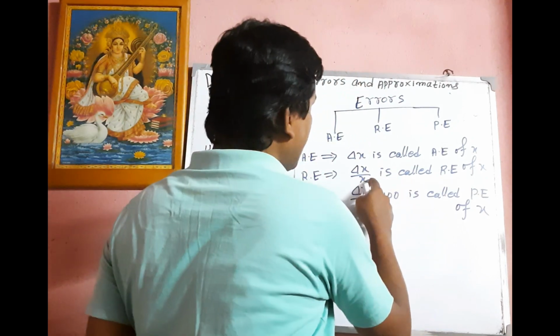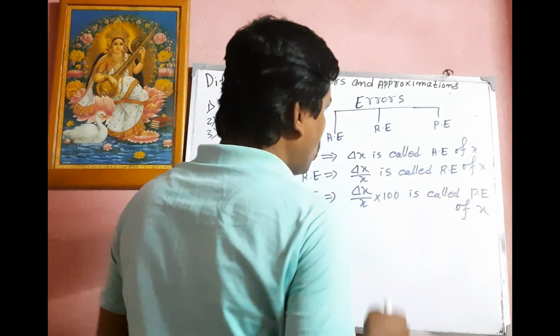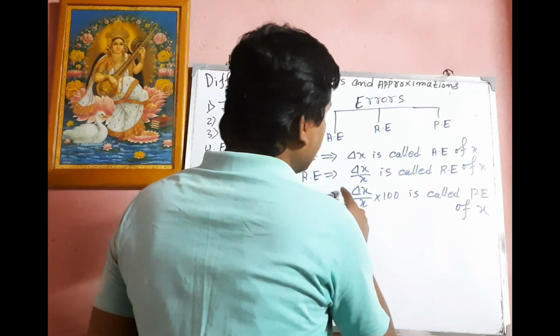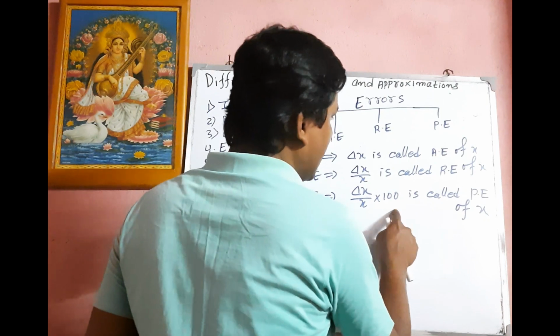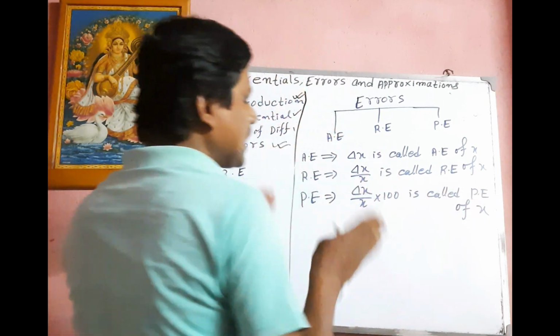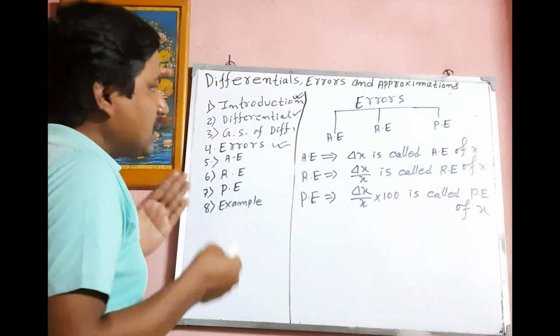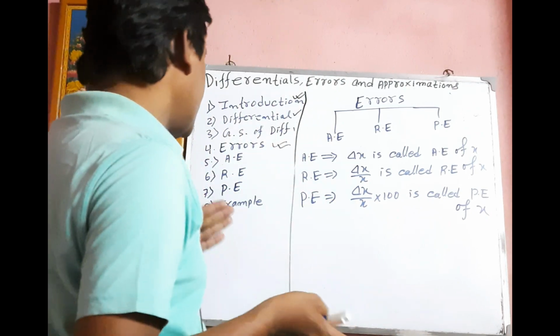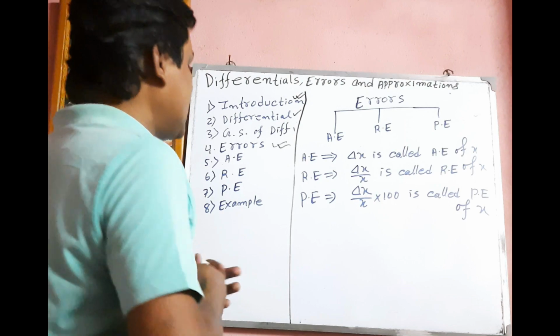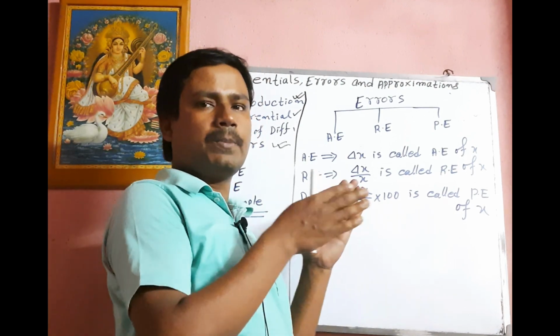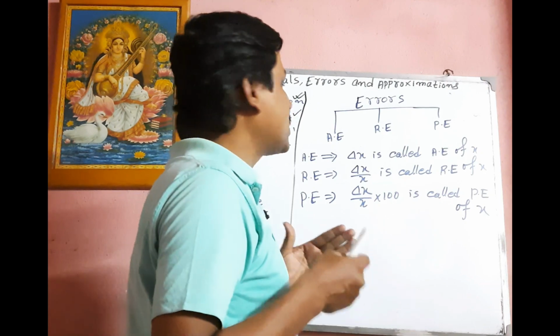And delta x by x is called the relative error of x, and delta x by x multiplied by 100 is called the percentage error of x. And this completes the error section. Now we move to the next section, that is the examples section. This is the last topic of today's discussion.